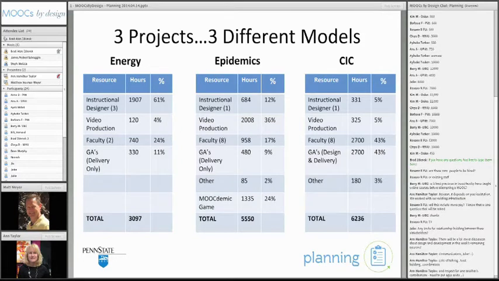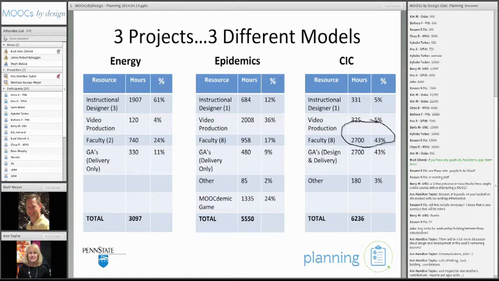If you look over in the CIC model, you can see here that the faculty, the three of them, reported 2,700 hours between the three of them, which makes up 43% of that effort. Compared to if you look over at epidemics or the faculty for energy, it's not nearly as high. So you can see that the makeup of what the total hours for these projects were can be different.